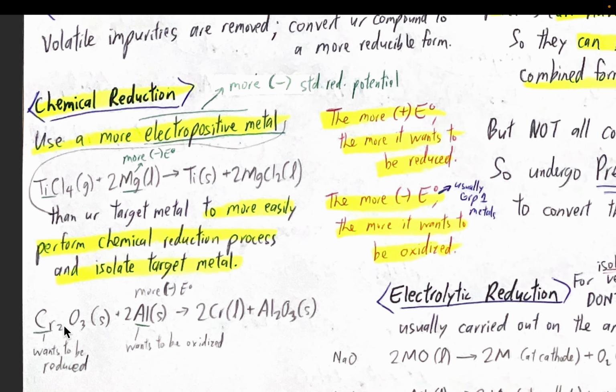So here, I'm not sure what this is called, but this is the one that wants to be reduced, as well as this. So a more electropositive metal, that's magnesium and aluminum. Electropositive, by the way, is essentially the opposite of electronegative. So I believe, if I recall correctly, the most electronegative element is fluorine.